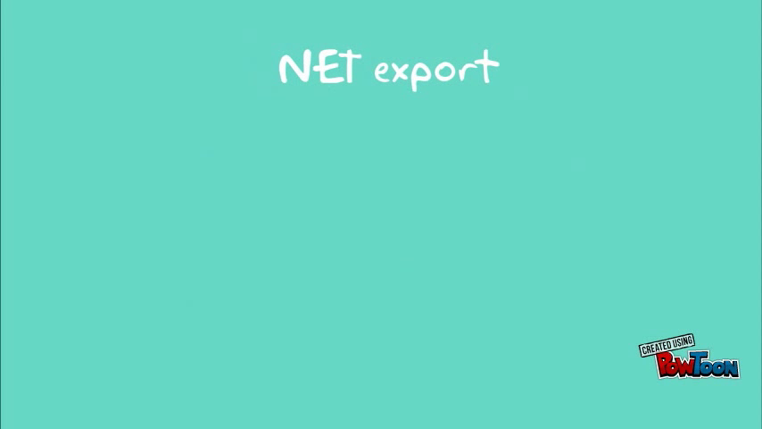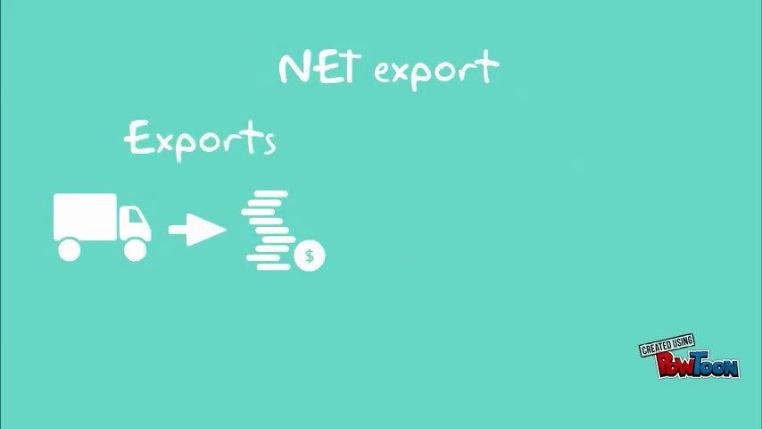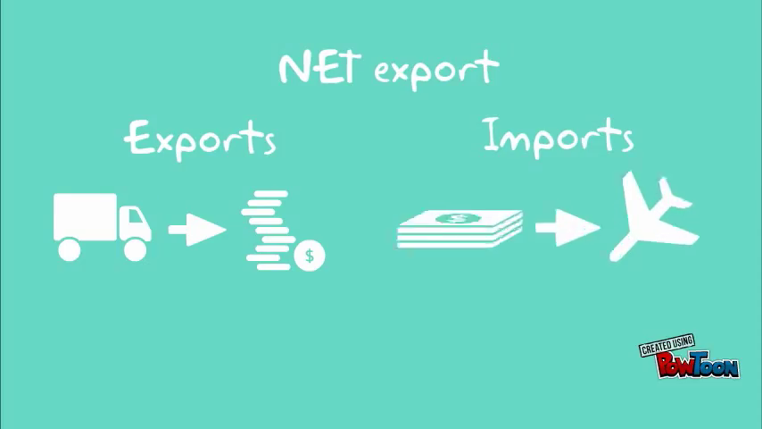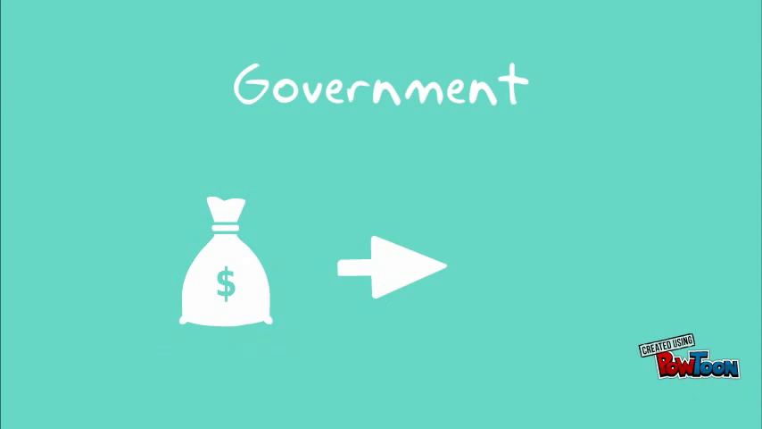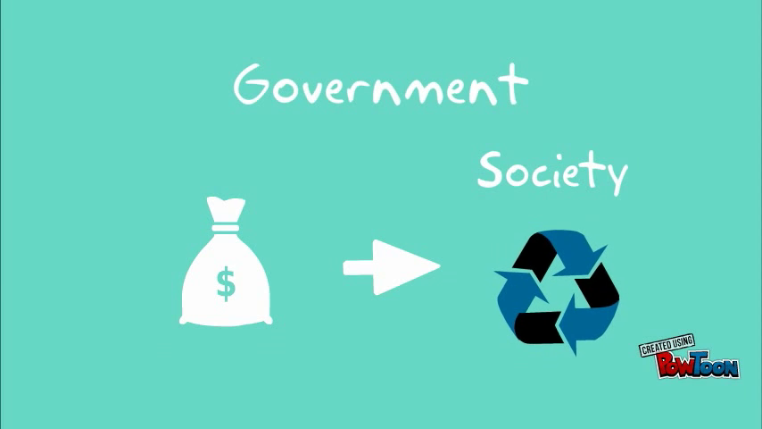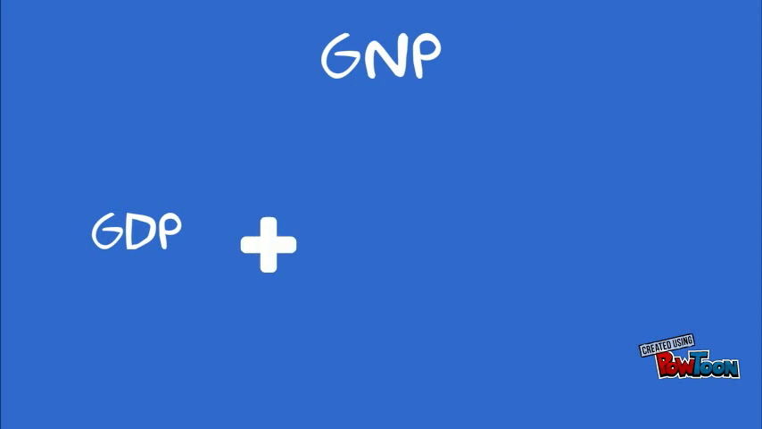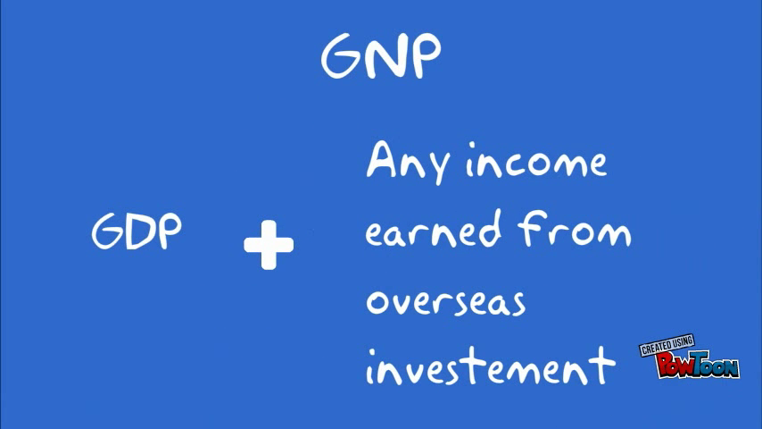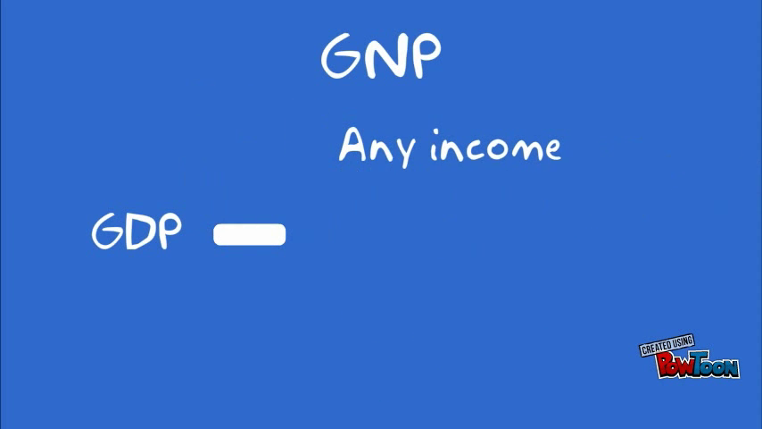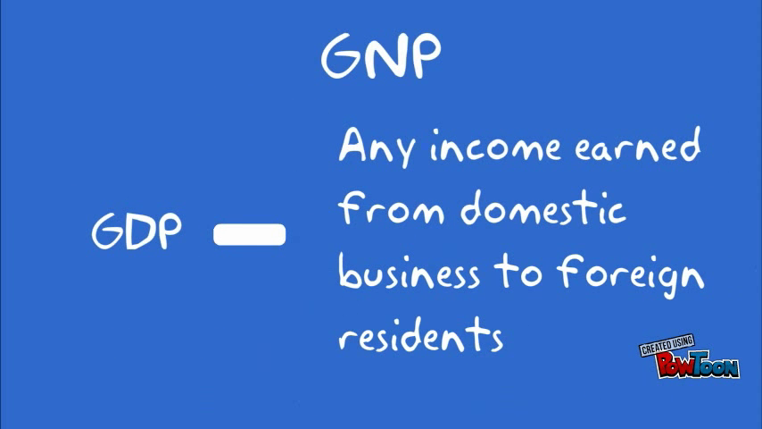Now, net export can be divided in these two. There are exports, which is us selling to other countries, and imports, which are products we buy from other countries. The government expenses are the money they use to keep society going and progressing. GNP is basically GDP plus any income earned from overseas investment, subtracting any income that is earned from domestic business by foreign residents.